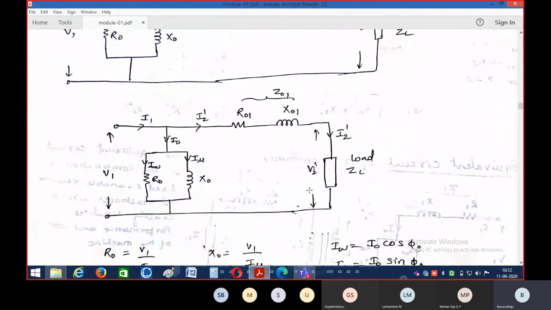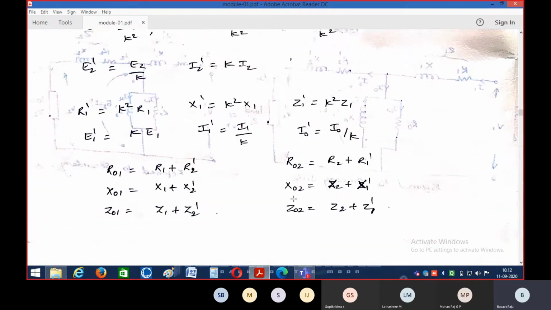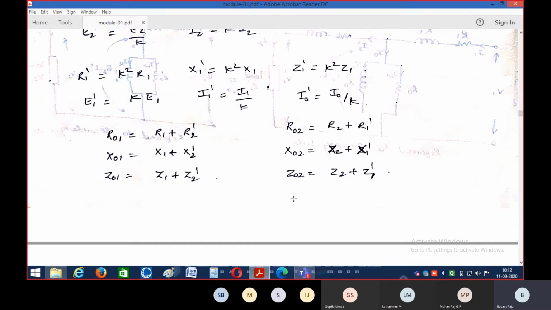So the new value of resistance with respect to secondary, how can I calculate? Simply by multiplying the square of the transformation ratio. R1 dash is nothing but the primary resistance with respect to secondary. That new value of resistance I can calculate by multiplying the existing resistance with the square of the transformation ratio. This is how we can change one circuit element to the other circuit, and thereby we can represent the equivalent circuit of the given transformer.